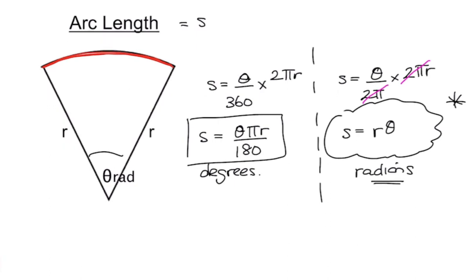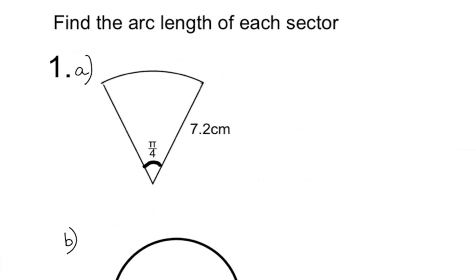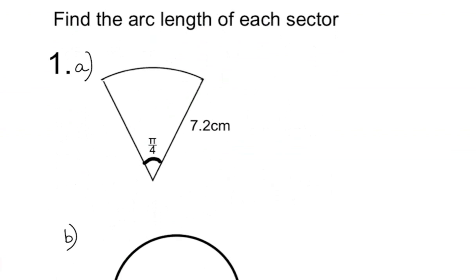So we're going to use that now in a couple of questions. So the first question, it says find the arc length of each sector. So we need to find S. So I'll put S on it. So S equals r theta. S equals 7.2 times pi over 4, and therefore that equals 9 pi over 5 centimetres, and that's exact. You can write it to 3 significant figures.